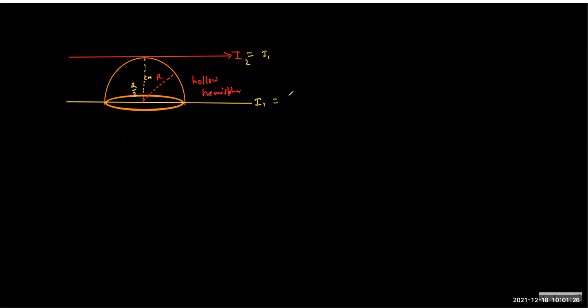And what is I1? 2 by 3 mR square. Very good. So it is 2 by 3 mR square. That's the right answer. Okay, so now this is nice. So we have done a lot of problems. So let's do this problem.